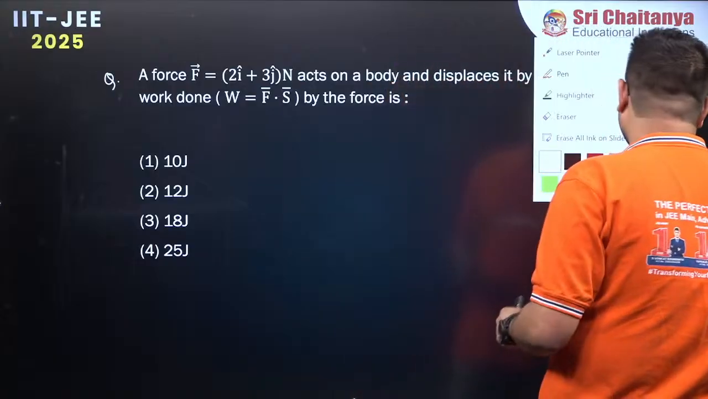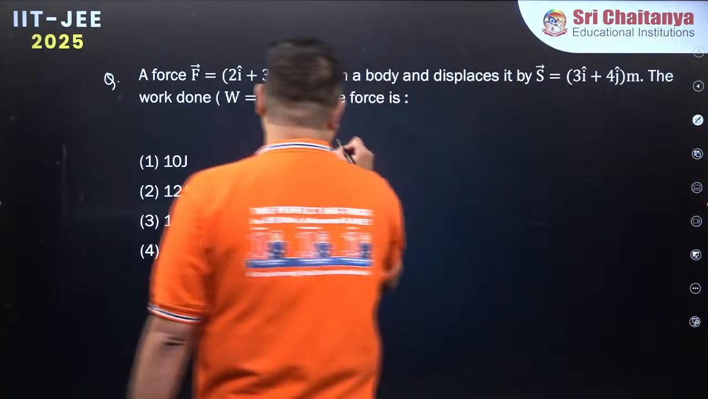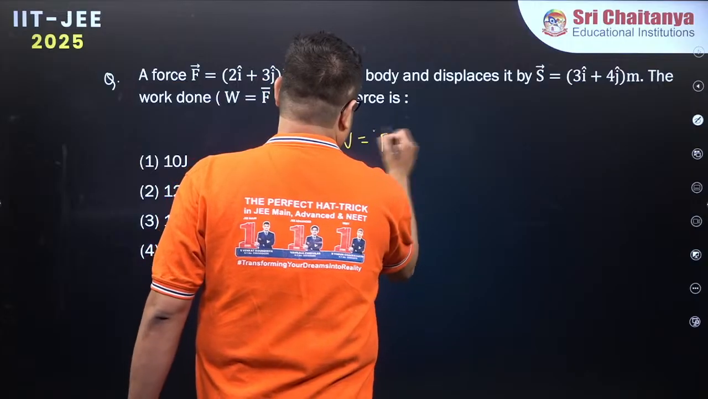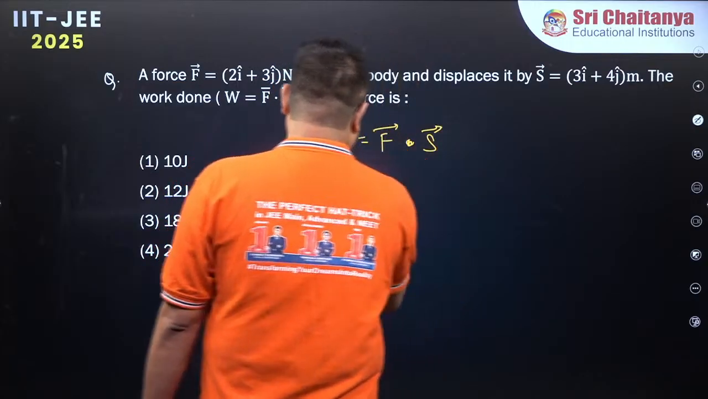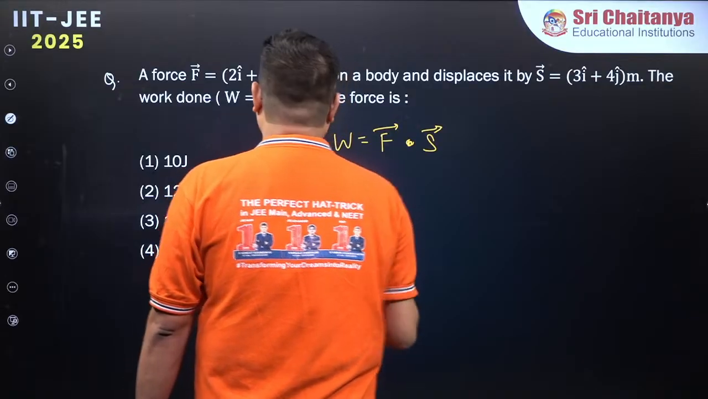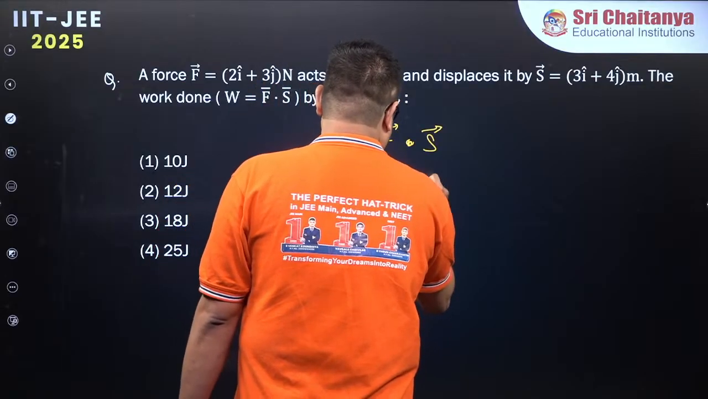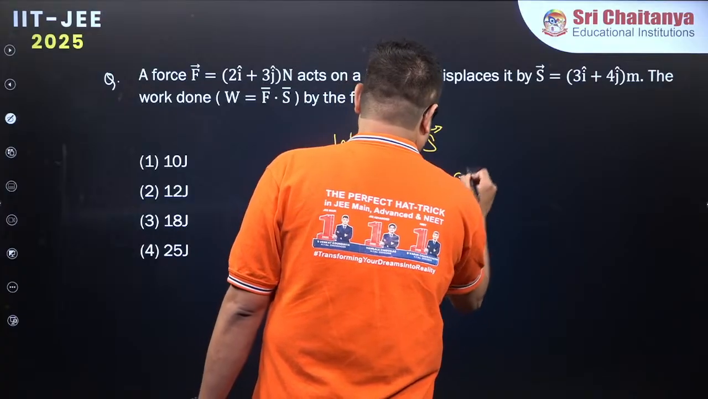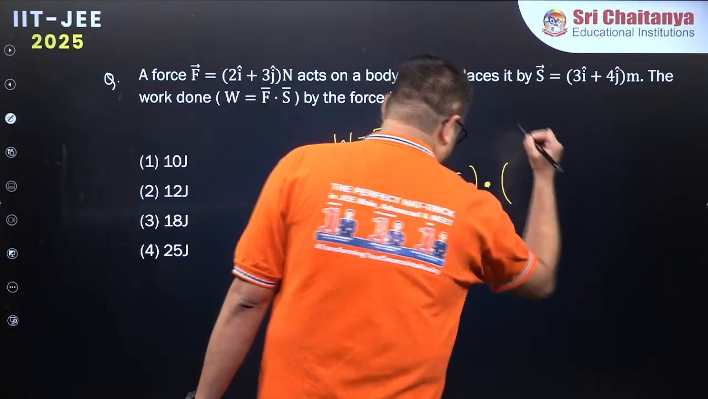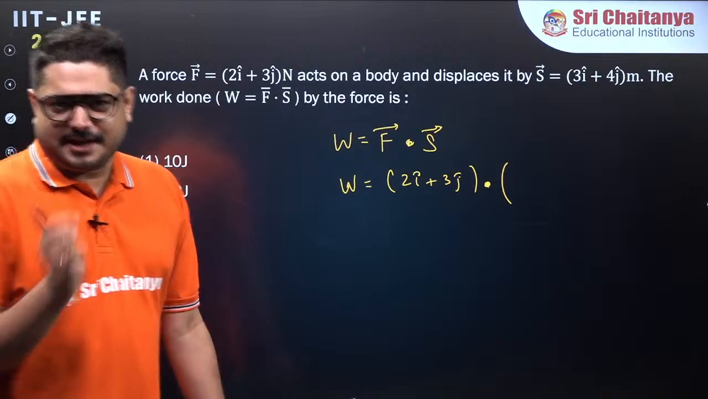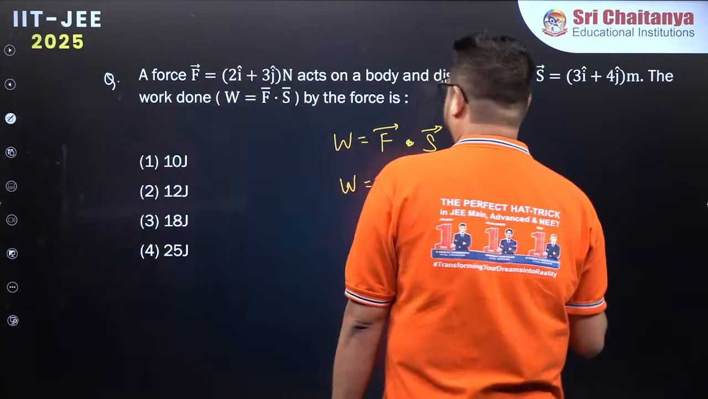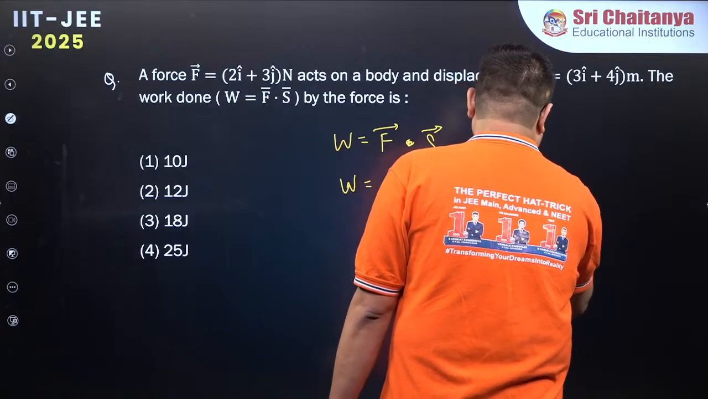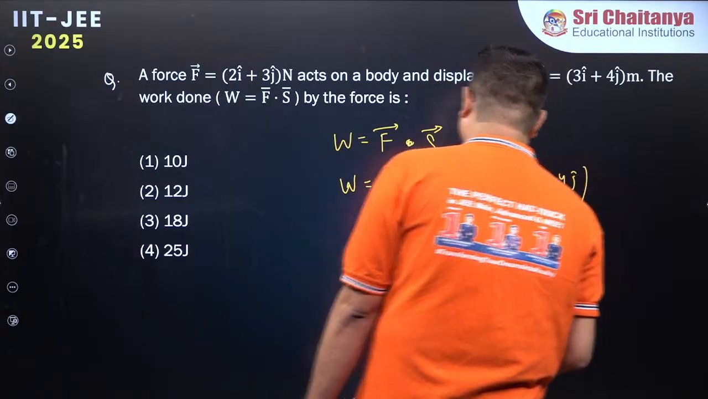So what do we have to do? We need to perform work done is force dot displacement, isn't it? That means work done is going to be equivalent to what is force? 2i cap plus 3j cap dot, dot means dot product. Dot means multiplication. Okay. Dot what we are having? 3i cap plus 4j cap.